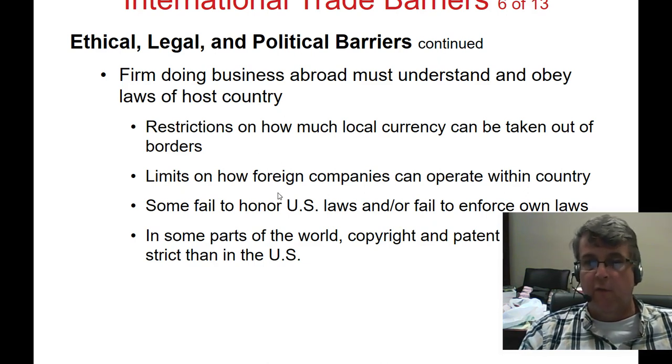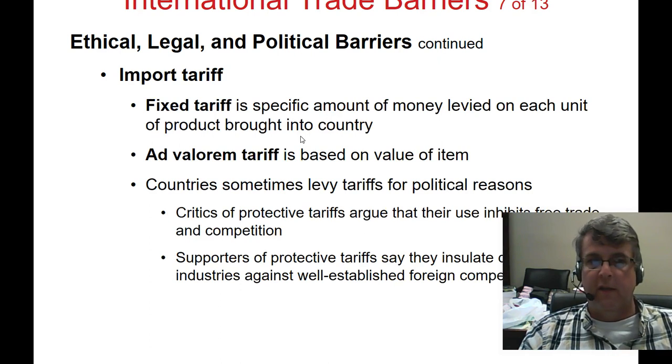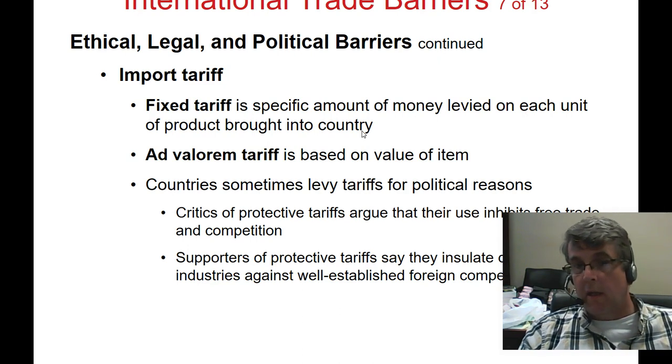There are limits on how foreign companies can operate within a country. Some fail to honor U.S. laws and or enforce laws. And in large parts of the world, copyright and patents are not held the way that they are here. So these are all things you have to deal with when you're doing business overseas. The next thing, these are political or legal barriers. You have import tariffs. A fixed tariff is a specific amount of money levied on each unit of product brought into the country.